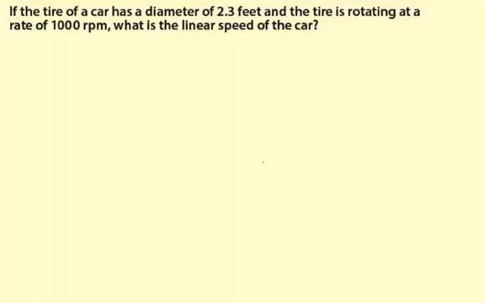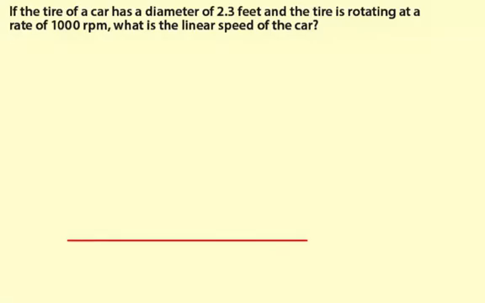If the tire of a car has a diameter of 2.3 feet and the tire is rotating at a rate of 1,000 revolutions per minute, or RPM, what is the linear speed of the car? Here I'm going to draw a little visual model first.